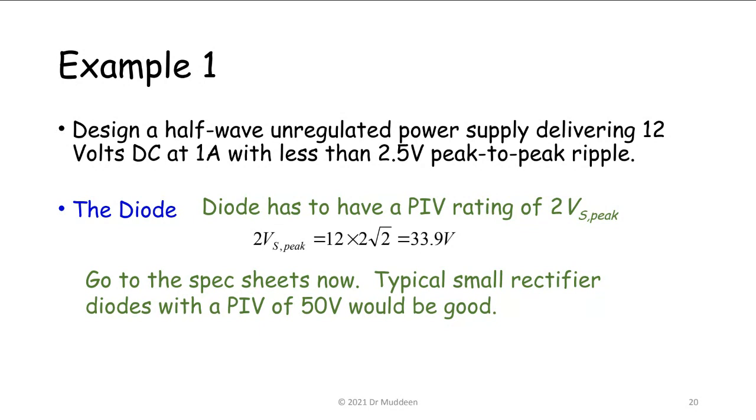So you go to your suppliers, or you go to the spec sheets or a data book, if you have one available in electronic form, and you look for small rectifier diodes with a peak inverse voltage of close to 33.9. Again, you want a safety margin, and if you look, you'll see that they come in some chunks. So you wouldn't get 34 or 35, and in any case, just to be safe, you wouldn't use 34 or 35 volts, just in case.